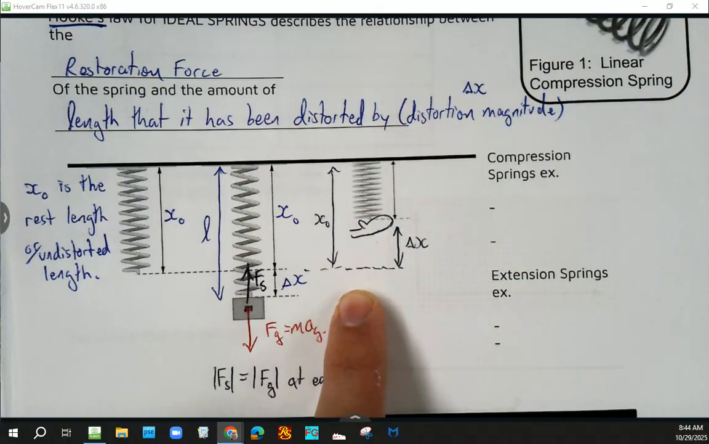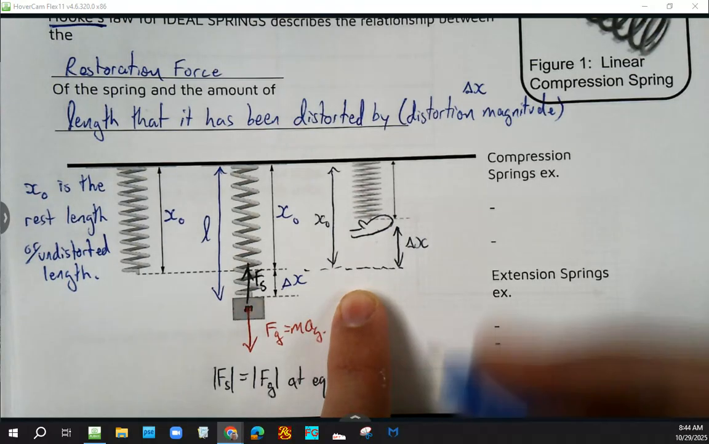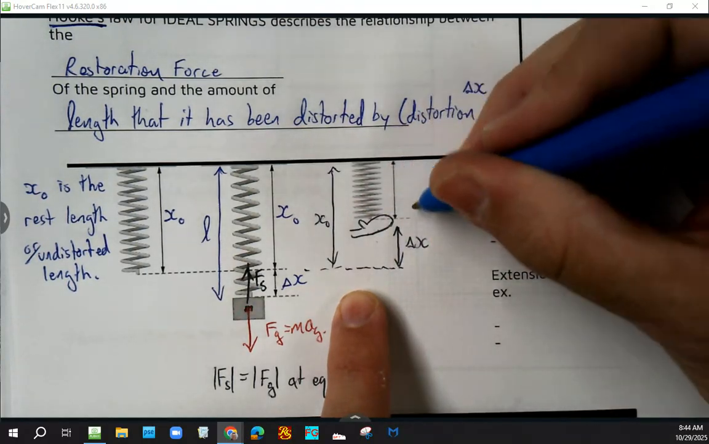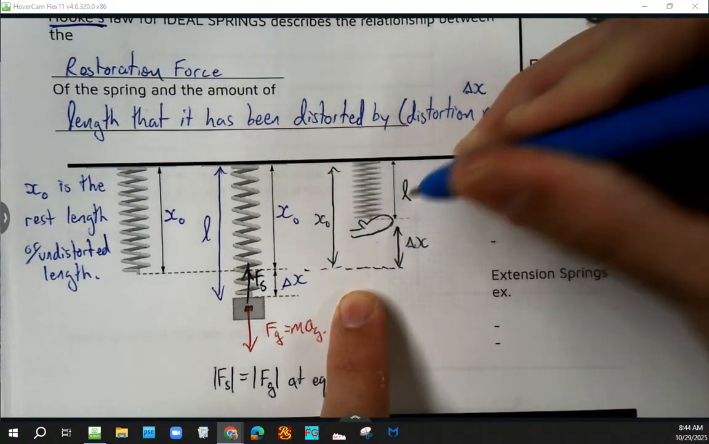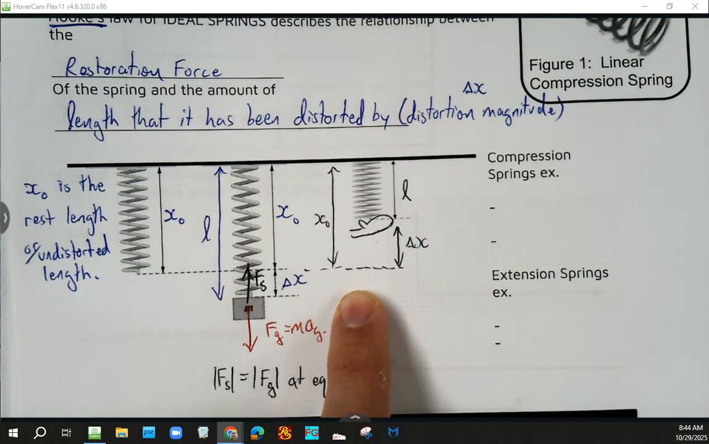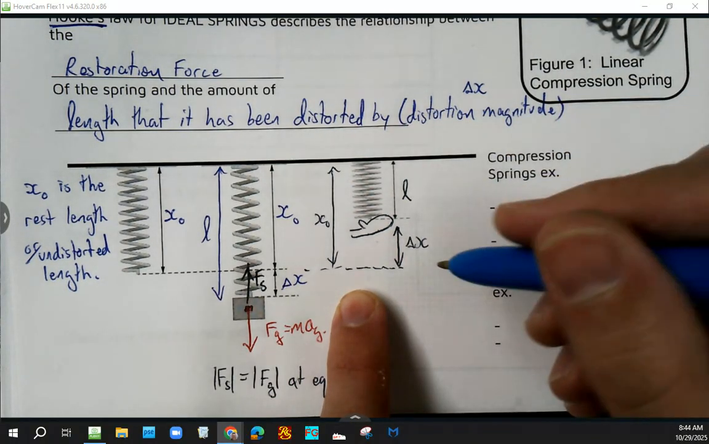So when we talk about delta x, we really are talking about a magnitude. We're talking about how much it was distorted by, okay? Not a positive delta x, not a negative delta x, just how much it got distorted by. And so we would have a new length that would be cursive L, only this time cursive L is going to be much shorter than the original.